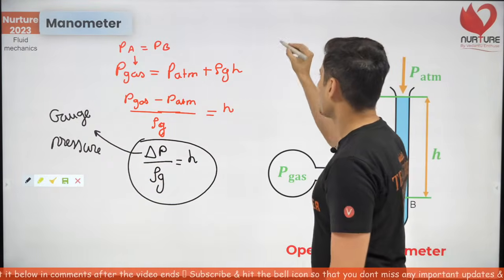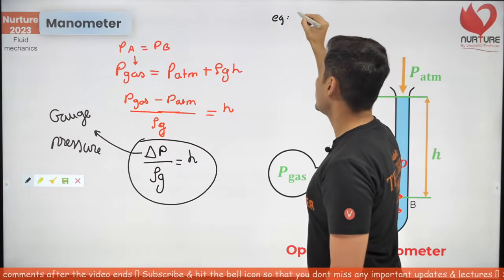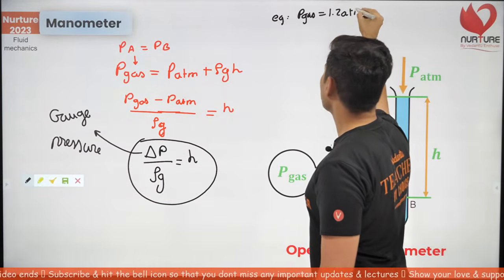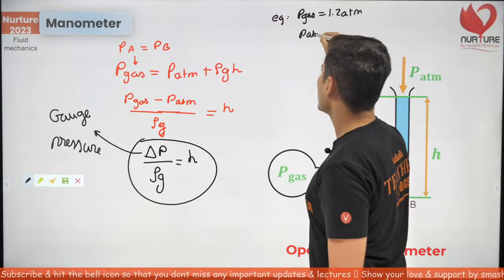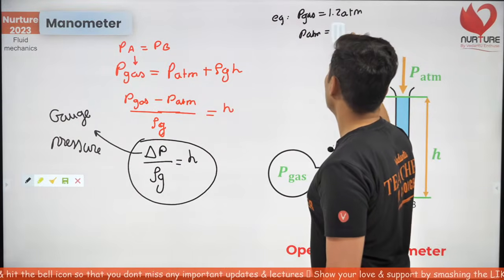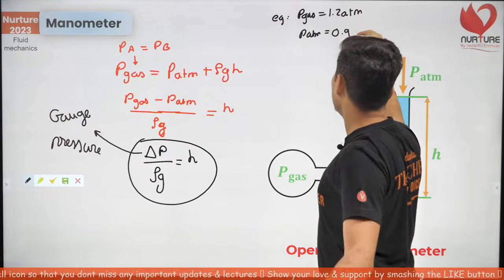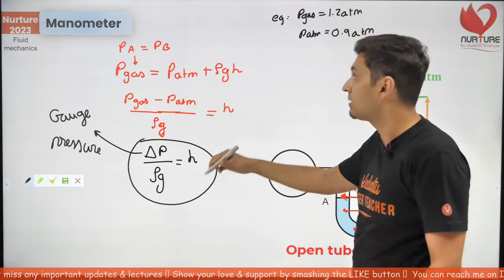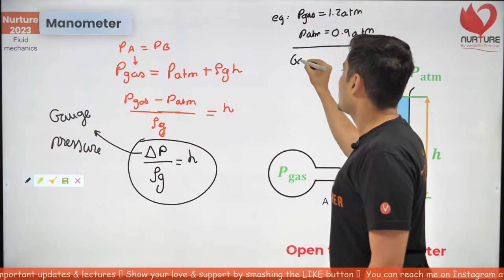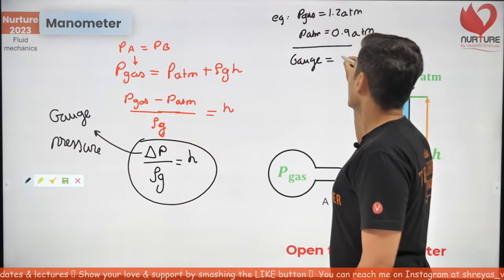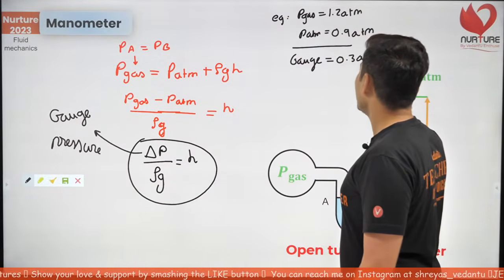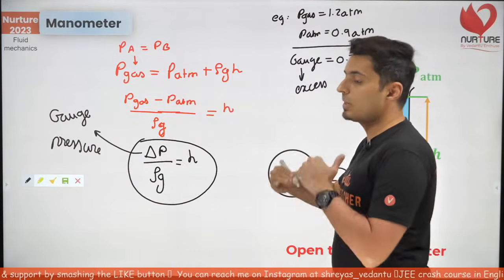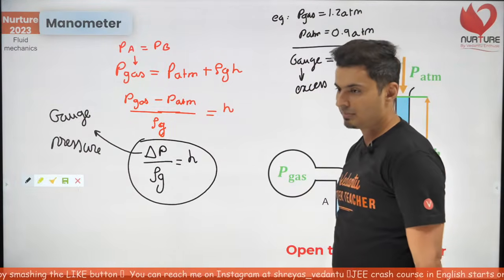For example, imagine, just for an example, the pressure of the gas is 1.2 atm and the atmospheric pressure at that location is, let's say, 0.9 atm. Possible, right? You are on a hill station. So the gauge pressure is basically 0.3 atm. This is kind of an excess pressure. How much more than the atmosphere?